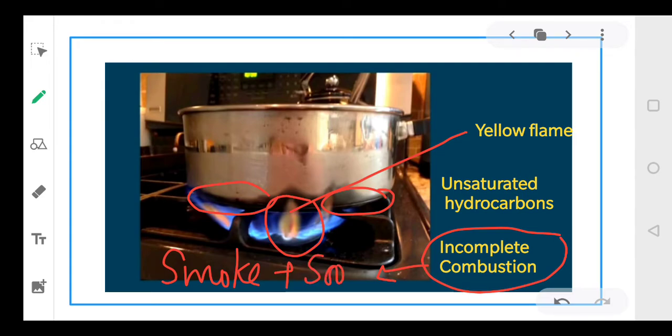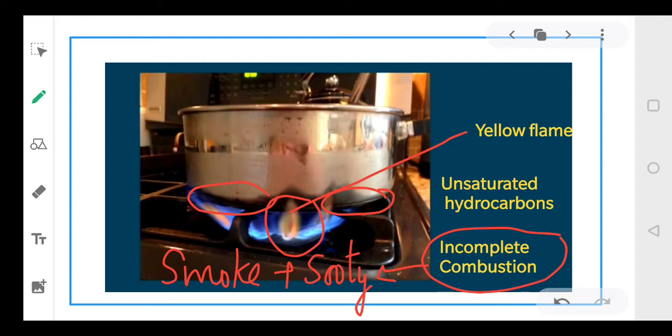Soot will also be produced. Okay, a sooty flame will be there. So incomplete combustion will produce smoke and there will be a sooty flame. A black smoke will be produced and that black smoke will turn the utensil black.